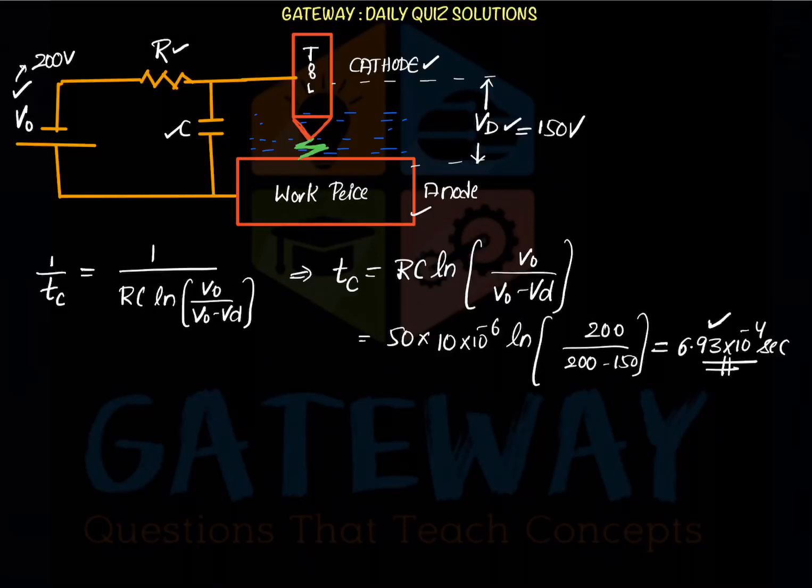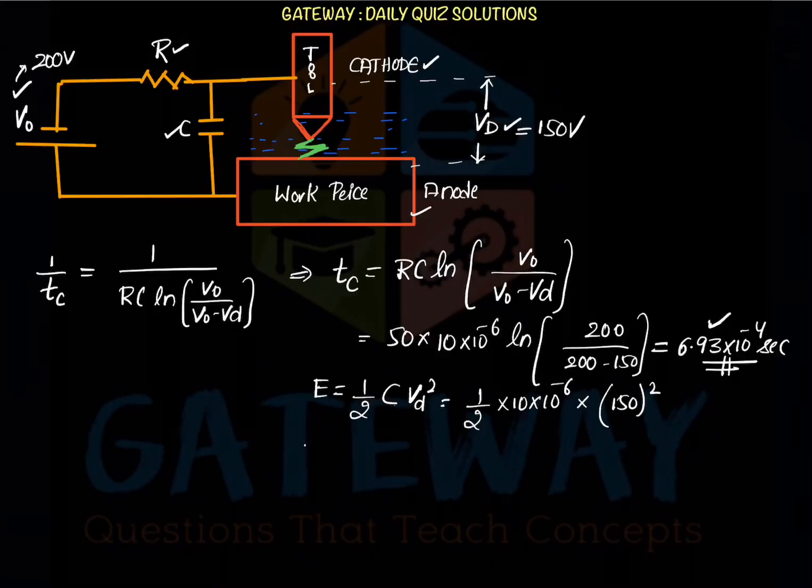After getting the discharge time, we need to calculate the energy. Energy is half CVd square: half into the capacitance, 10 into 10 power minus 6, into the value of Vd, which was given as 150, whole squared. This is the energy stored in the capacitor, and it is used while discharging, which is why we take the discharge voltage. The W given in the question is the average power input, which is the energy of discharge upon the time of discharge.